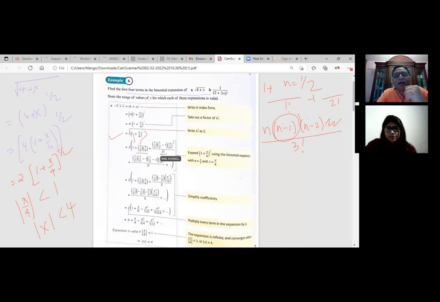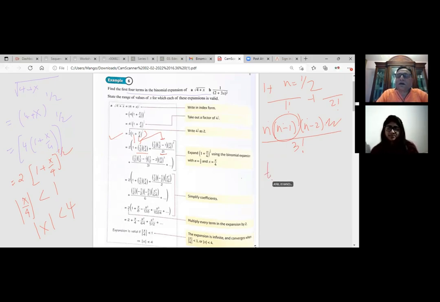And the power of x over 4 will increase by 1 each time, and the factorial term is the same, like x squared, x cubed. Do you understand the pattern? Because you want 4 terms, you go up to the cube, because the first term is the constant 1. Don't go up to x to the 4 or beyond. Don't forget about the 1.